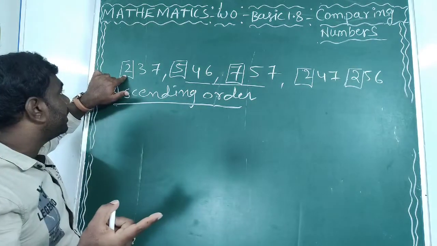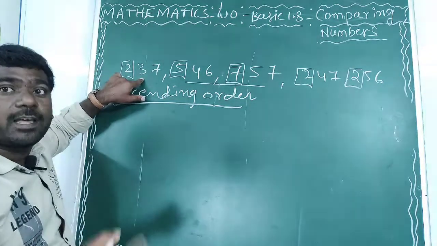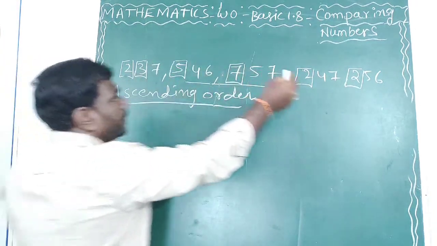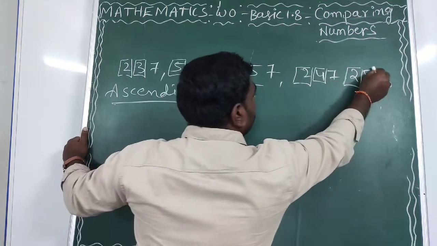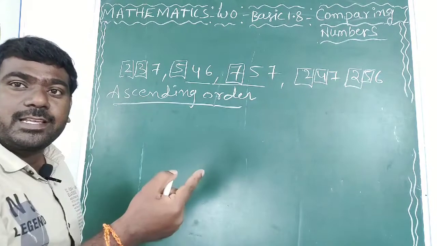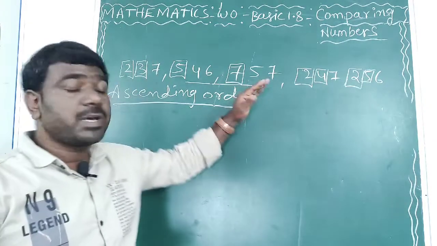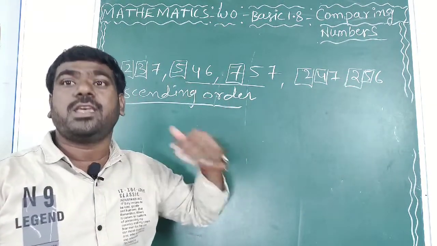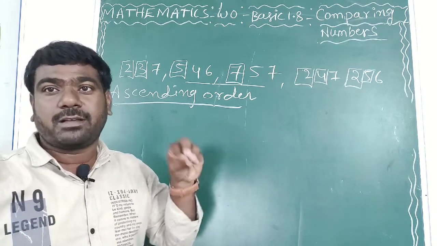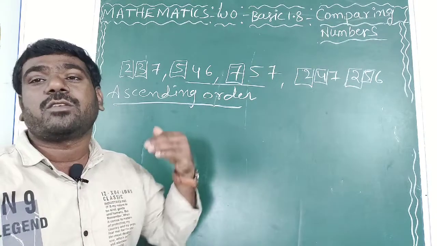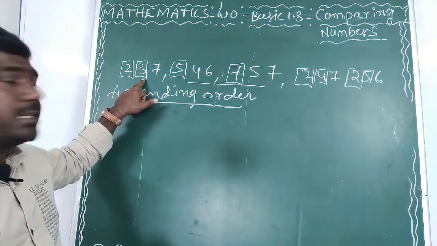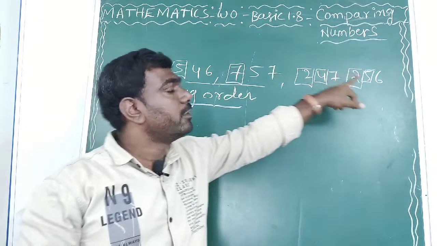What is the next digit place here? Tens place. Here 3 will be there, here 4, here 5. Why are we checking the second digit? Because in these 3 numbers the first digit is the same value. If it is the same value, we can't decide which number will become first. That's why we are going to check the next place digit, the tens place digit: 3, 4, 5.